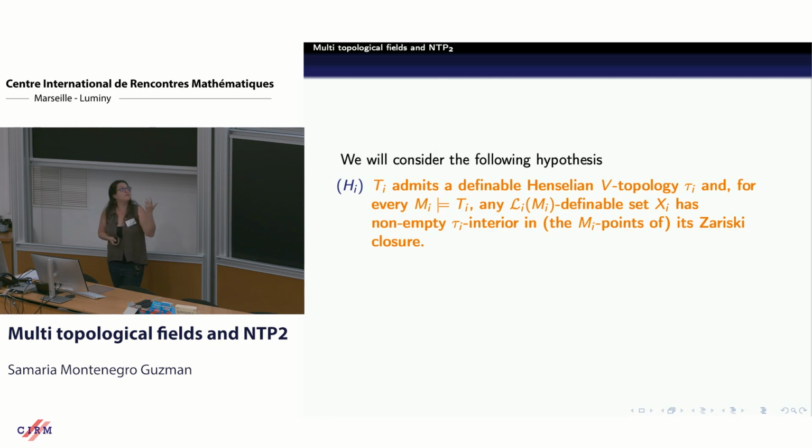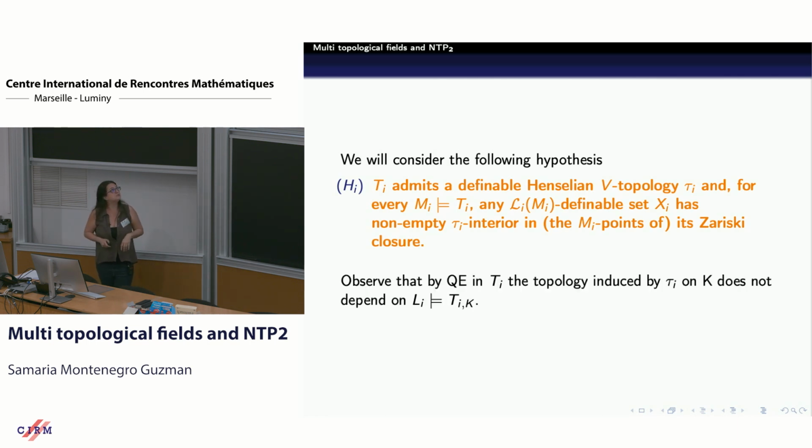We will suppose that if you have a model Mi of Ti, and you have a set Xi definable in the model of Ti, then Xi has non-empty tau-interior in the Mi-points of the Zariski closure of the set, okay? So we will suppose this, and given that we have quantifier elimination in Ti, the induced topology doesn't change with the model of Ti that I took, okay? So the idea is that maybe I have more topologies, I don't know, but I fix one V-Henselian topology for each Ti, and I only have finitely many Ti's, okay?